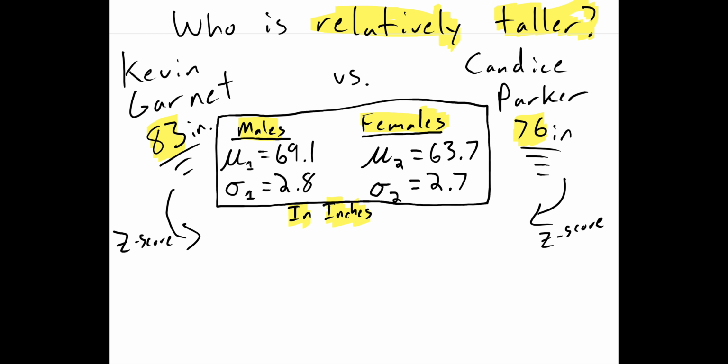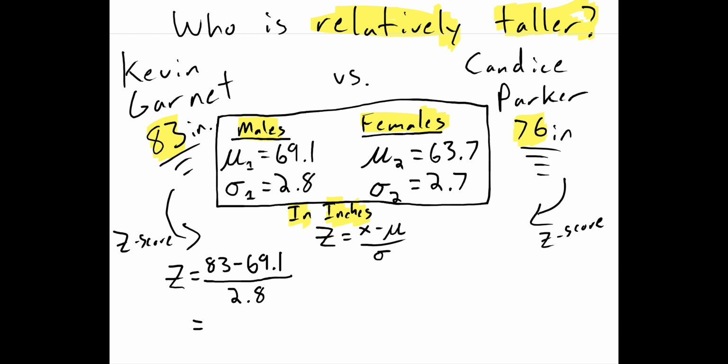Here we go. His data value, which is 83, minus the mean, which is 69.1, because he's a male, I want to use the mean for males, divided by the standard deviation for males. And when I do that, I get 4.96. That's his z-score. That tells me Kevin Garnett is 4.96 standard deviations above average.